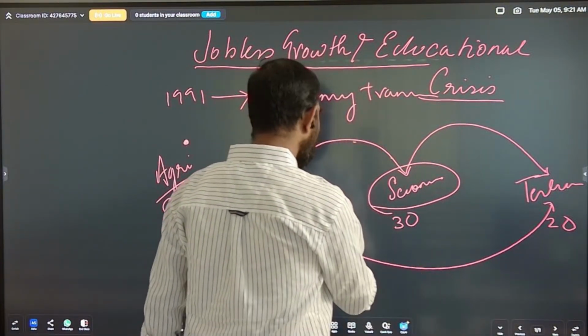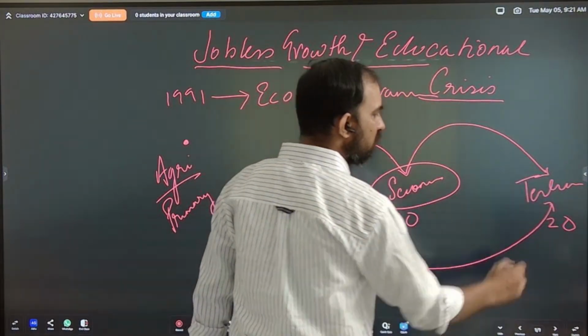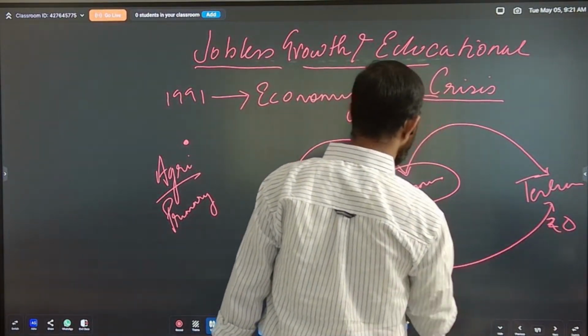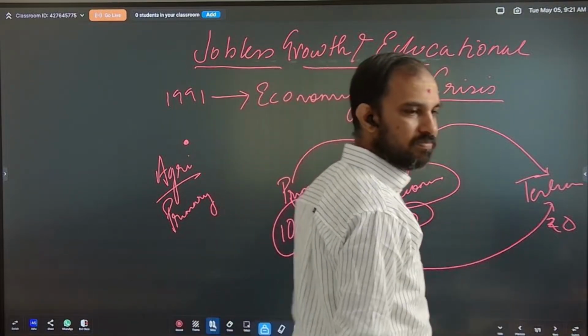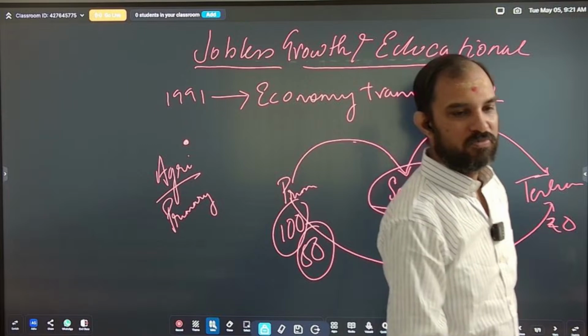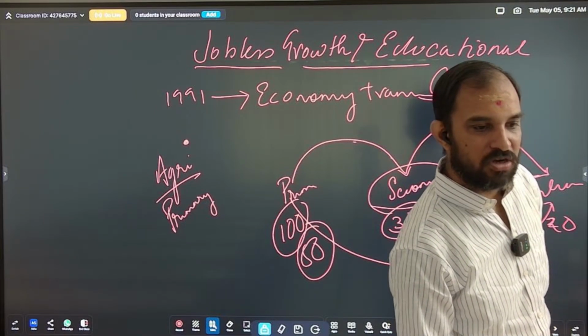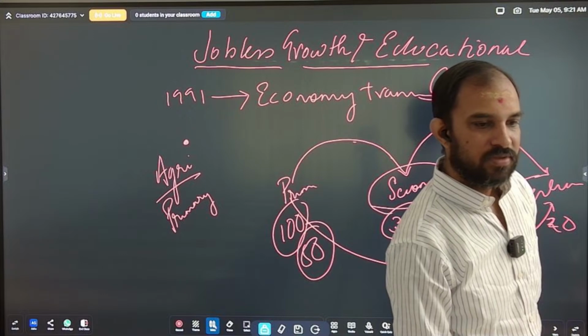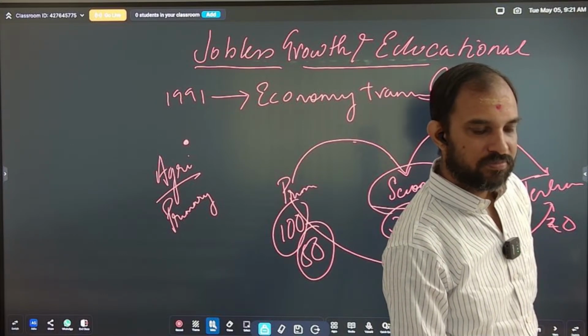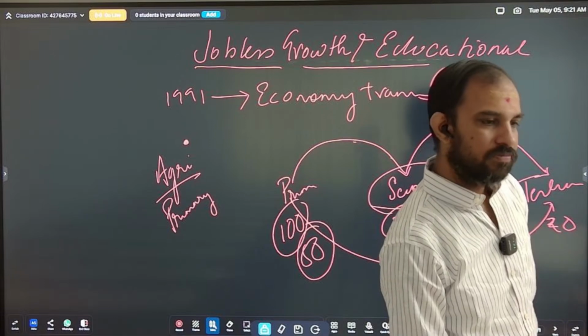But you directly went to the tertiary sector. 20 people only got job. This 30 people did not get job. They remained as it is. So this led to a scenario which is known as jobless growth. I hope everybody understood what jobless growth is all about. Yes? Great. Write down few things.